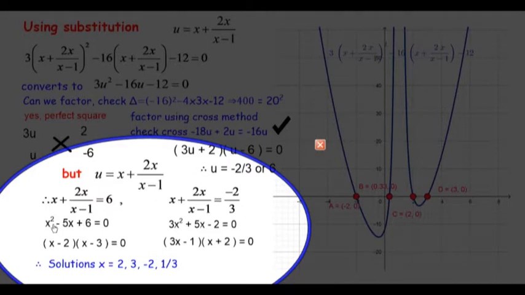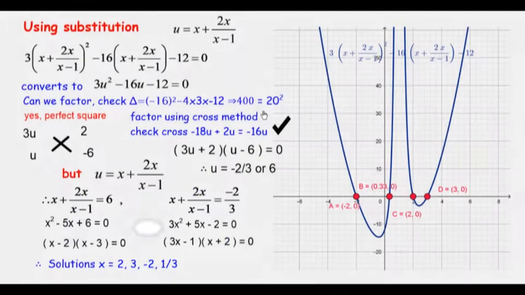Now, when you go through this, you end up getting two more quadratic equations. This one gives us x squared minus 5x plus 6 equals 0, and you can see here, you factor that: x minus 2 times x minus 3 equals 0. It gives us the 2 and the 3. And when you let x plus 2x all over x minus 1 equal negative 2/3, when you change everything, multiply by 3 and put everything over one side, you get 3x squared plus 5x minus 2 equals 0. And you can use the cross method again, but its factors are 3x minus 1 times x plus 2 equals 0. And you can see here the solutions from all 4 of them are 2 and 3 from this one here, and the negative 2 and 1/3 from the other one.